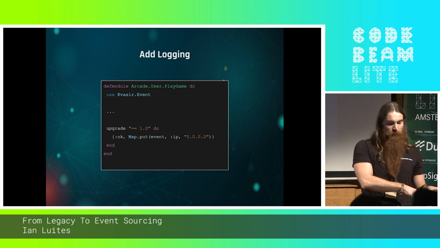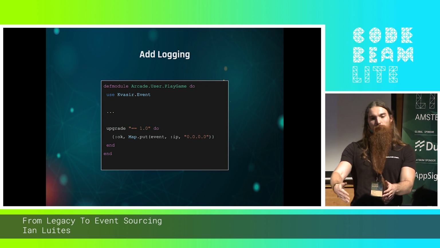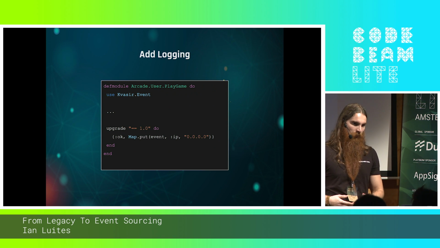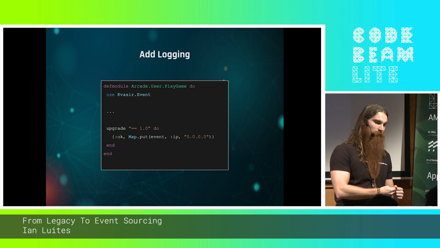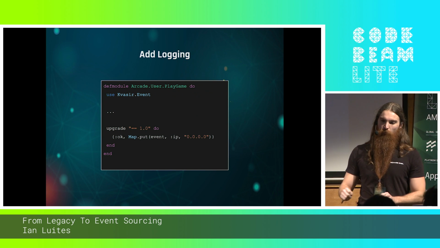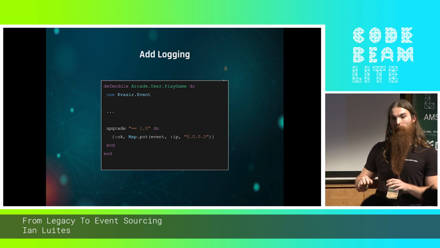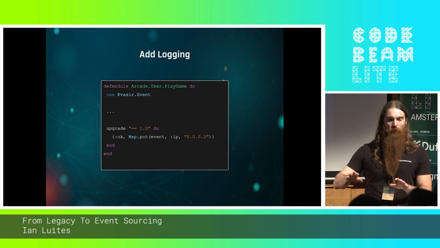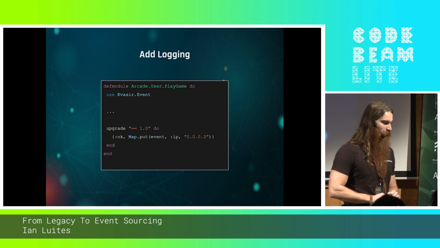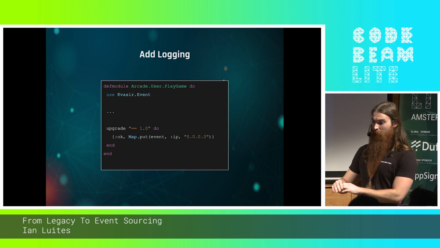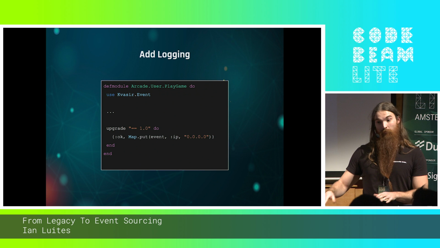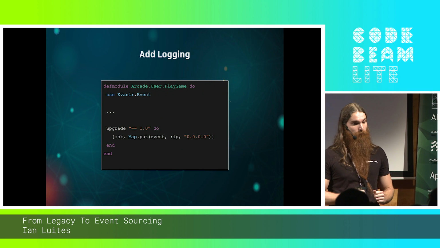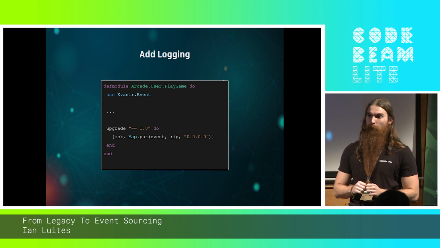But what this does do is we can still now read the old events. On reading, it will be upgraded. We can use them, and we still enforce that new events include an IP. So we didn't make it optional. We didn't set a default, but we can still read our old events. This is now our base for adding and reading events. Then we ran into the new problem.